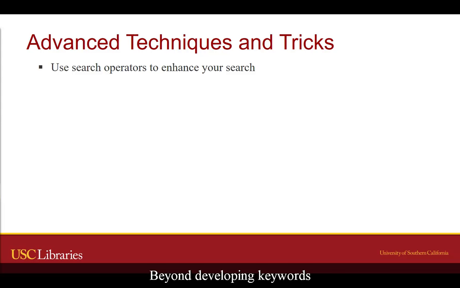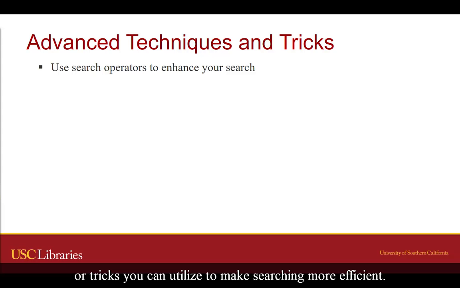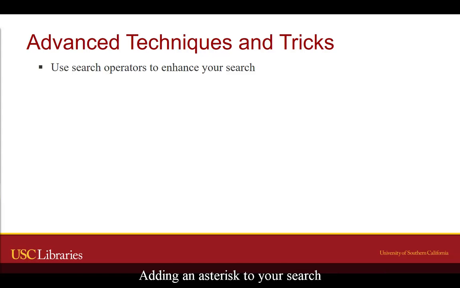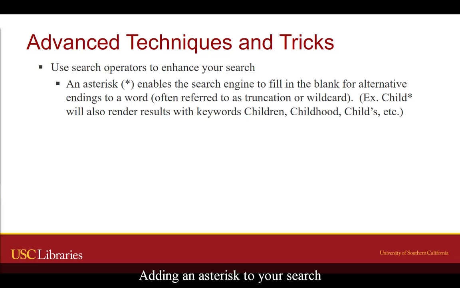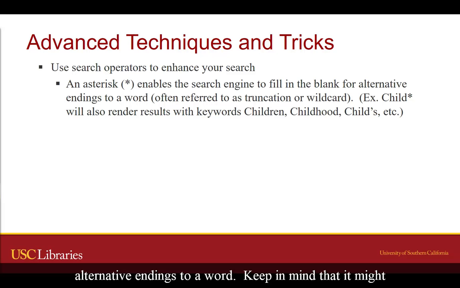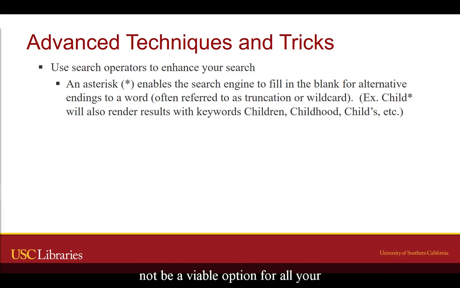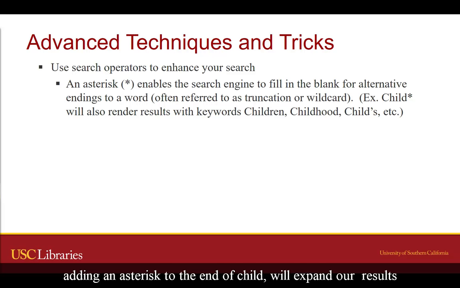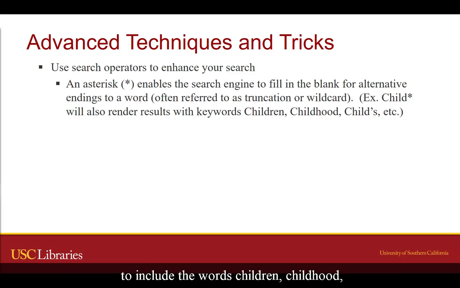Beyond developing keywords and research concepts, there are other techniques or tricks you can utilize to make searching more efficient. Adding an asterisk to your search enables library databases to fill in alternative endings to a word. Keep in mind that it might not be a viable option for all your search terms. In the example here, adding an asterisk to the end of child will expand our results to include the words children, childhood, childs, and any additional alternative ending of the root word.